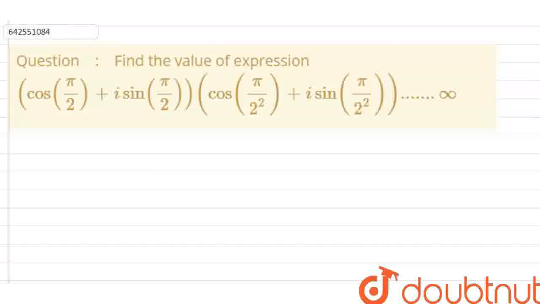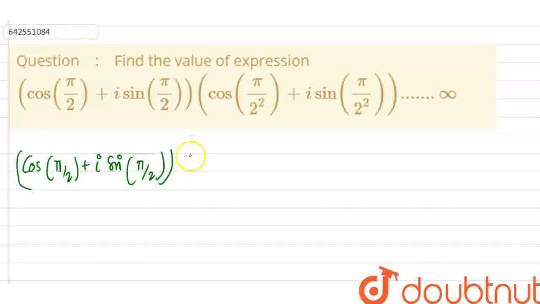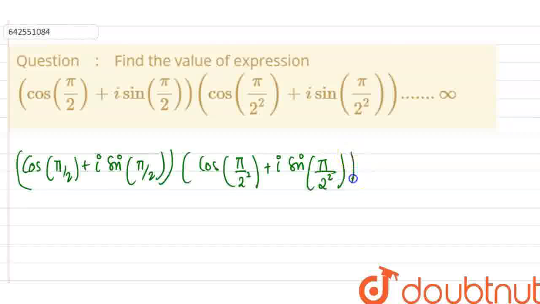So first we have to write the expression which has been given to us, which is (cos pi/2 + iota sin pi/2), this whole in brackets, into cos of pi/2^2 plus iota sin pi/2^2, and this goes up to infinity, right guys? So now we have to solve this.